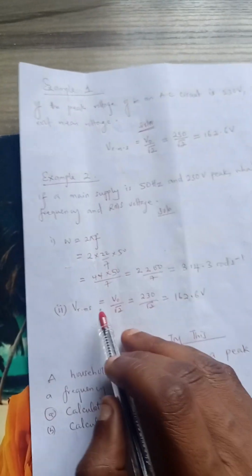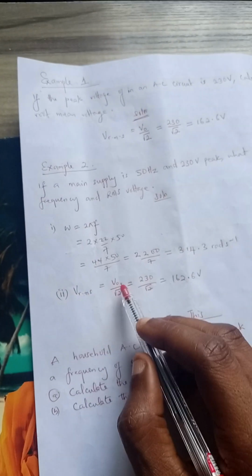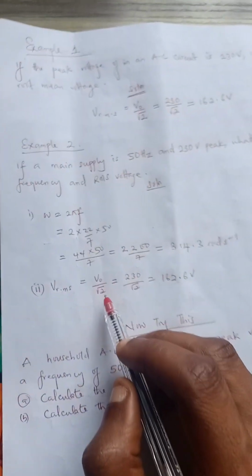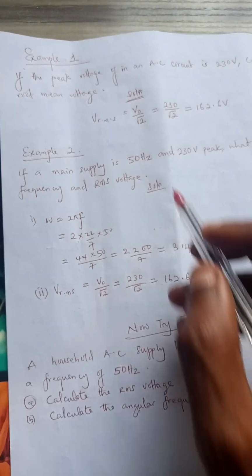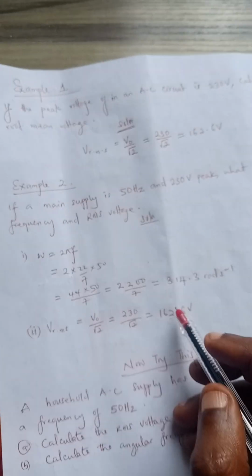Then the second part of the question asks for the root mean square value of the voltage. Don't forget that the formula is peak voltage all over root 2. Peak voltage in the question is 230. Divide by root 2 will give us this value.